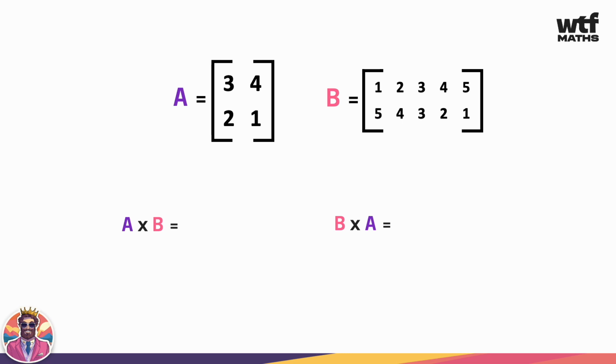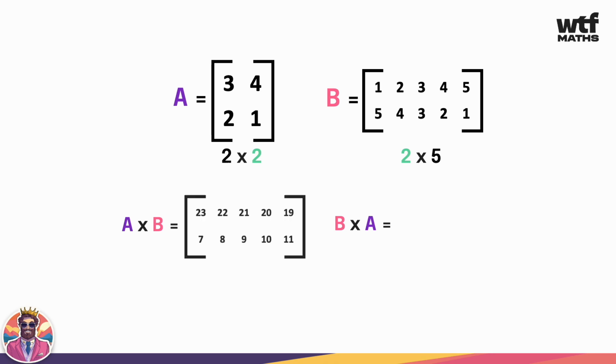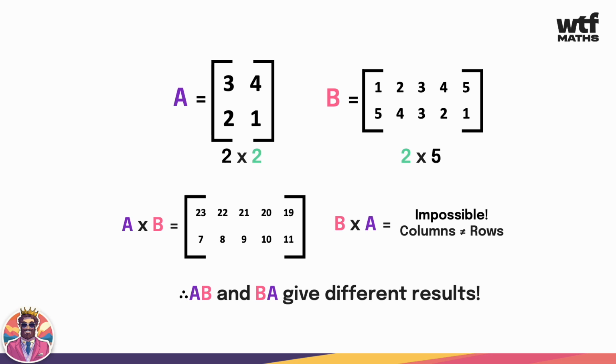Here's another example. We've got a 2 by 2 matrix on the left, and we've got a 2 by 5 matrix on the right. Now, if we multiply in the order A times B, we'll get this big matrix here. But if we try to do the reverse and multiply B times A, all of a sudden the columns will not match the rows. So it's impossible. So again, A times B and B times A gave very different results.